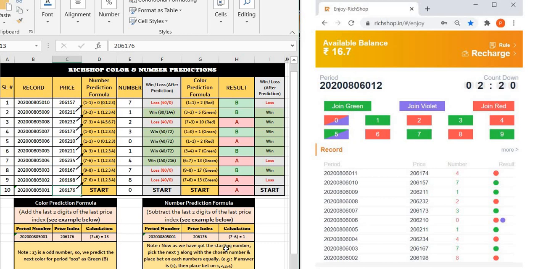So let's start here and let's check it out and see how many wins and losses we had. So here I will start with 7 and 6. After subtracting, I got 1. So I traded 10 rupees each on 1, 2, 3, 4. So I lost this money here.